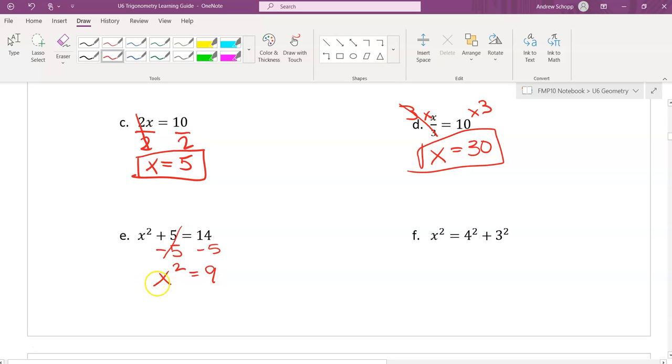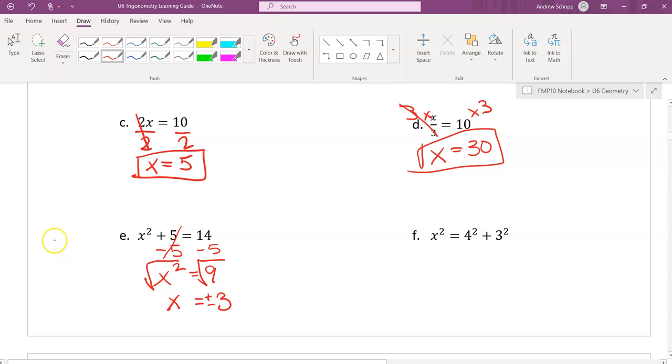And the opposite of squaring x would be square rooting. So if we square root both sides, the square root of x squared will just leave us with x. And the square root of 9 is 3. There is something that I'm going to just throw in here that we don't need to worry about too much right now, but the true answer to this should be plus or minus 3. And I'll show you why.